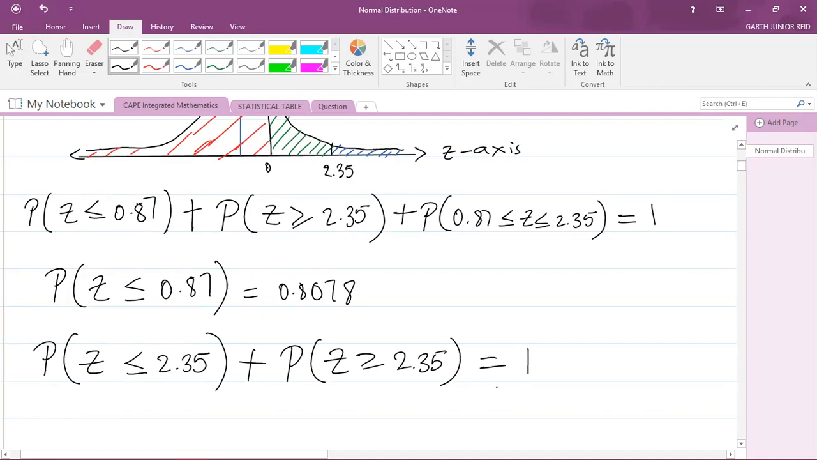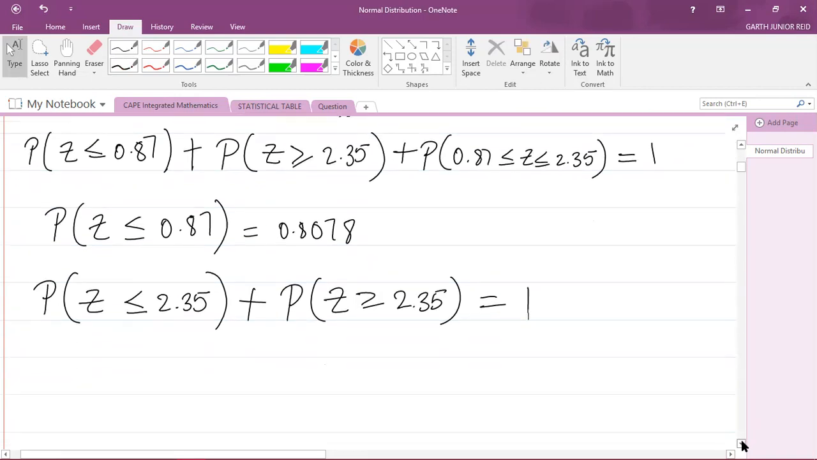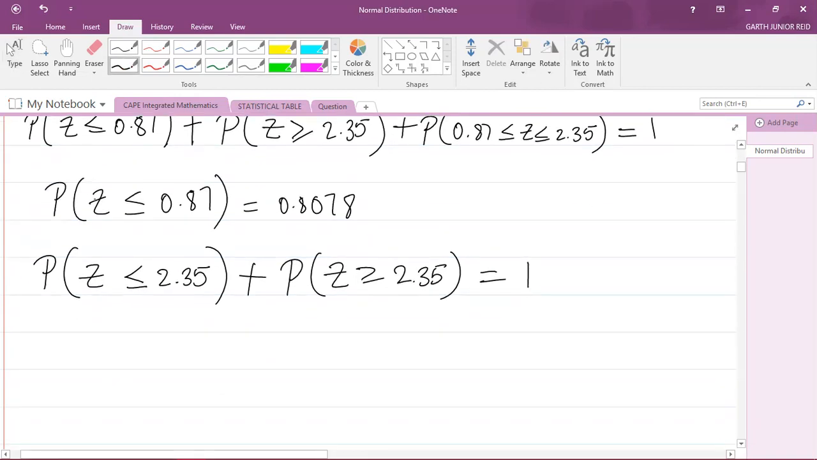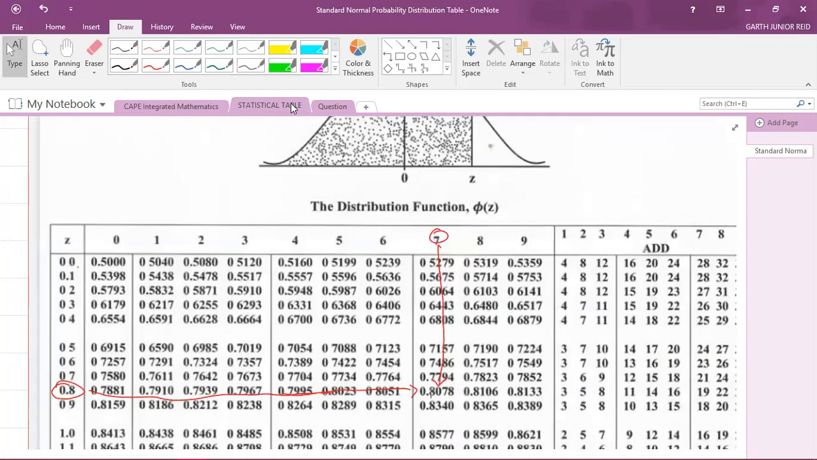When I add those two probabilities, it should also be equal to 1, because we know that the total area under the curve is equal to 1. Great. So I can easily find the probability of Z to the left of 2.35 by simply looking at the table. All right, so let's do that.